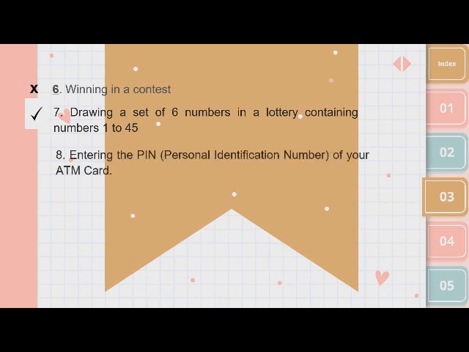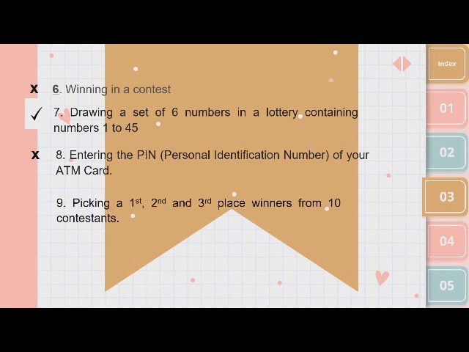Number 8, entering the PIN, the personal identification number, of your ATM card. So order here must be important. You must not interchange the numbers, right? So therefore, order is important, and that means permutation. So combination or not? It must be not combination. So X. Okay? So how about number 9?